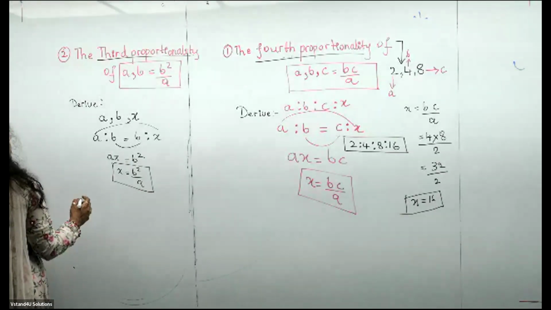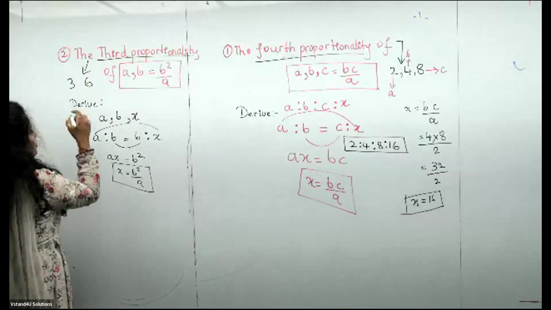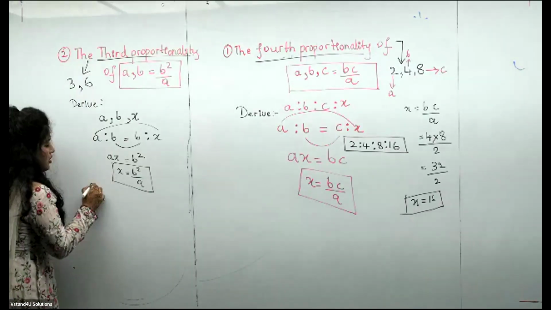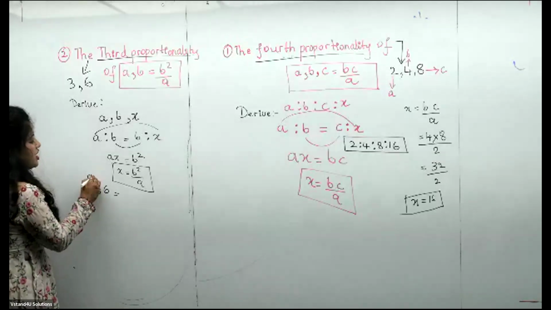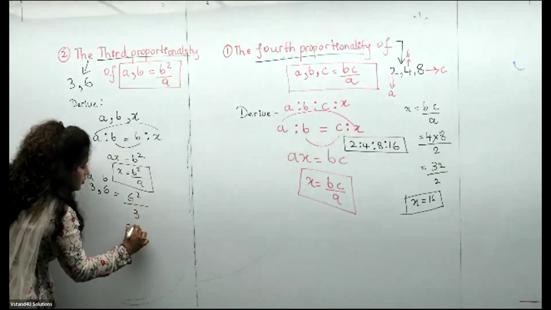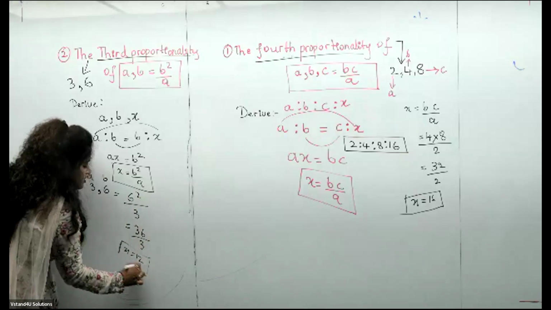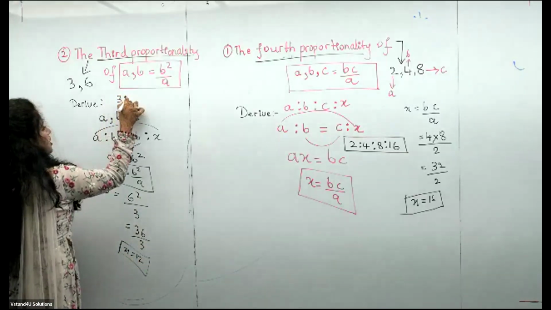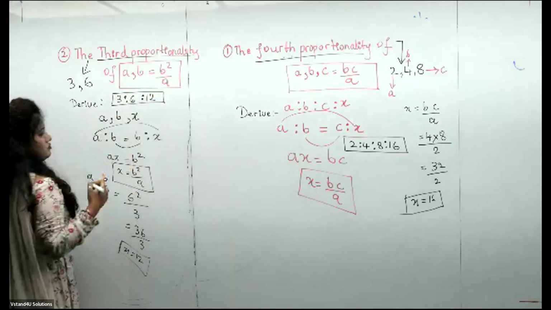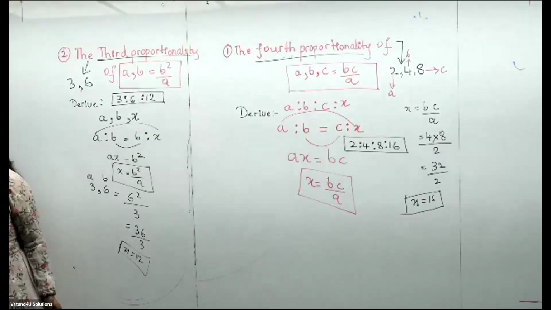They are asking, calculate the third proportionality of 3 and 6. So what is the formula? They have given 3 and 6. If this is A value and B value, 6 square divided by A, which is 3. What is 6 square? 36 divided by 3. You will get 12. So what is the ratio I will be getting here? I will be getting 3:6:12. Clear? Any doubts?